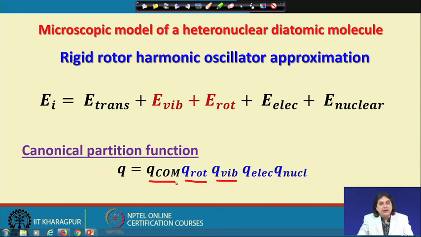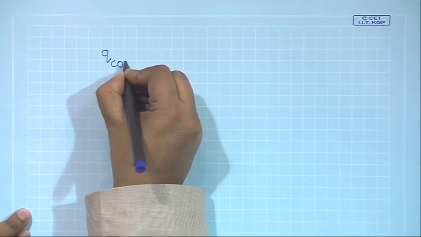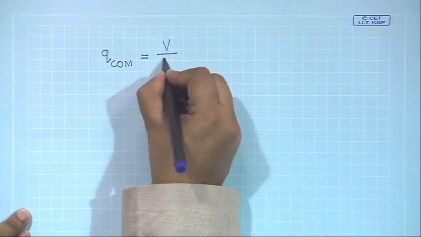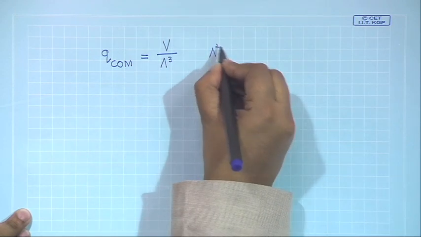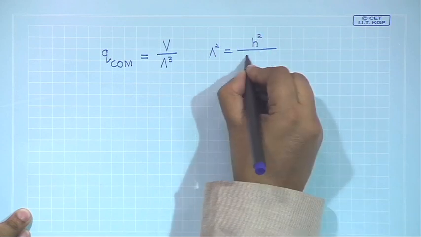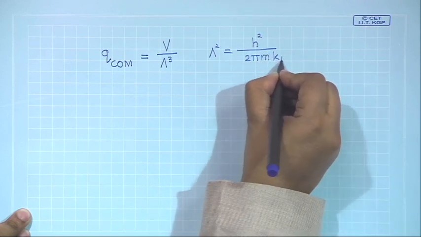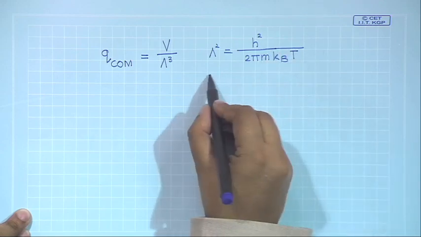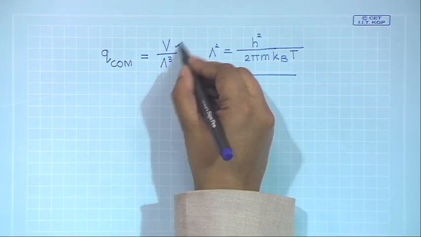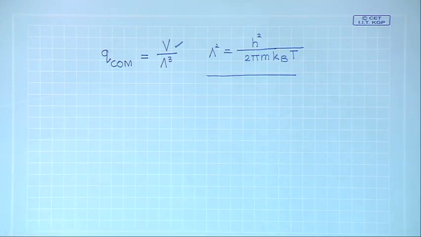I am going to model this part as the motion of a single particle, how to calculate the single particle canonical partition function when a free particle is moving about in a 3-dimensional box. So, that is the small q that we have already derived in the last class, and we know that this small q center of mass is going to be nothing but V by lambda cubed, where lambda square is related to h square divided by 2 pi m kBT, and therefore, this is a function of temperature, and this is known as the de Broglie wavelength, and V is the volume in which this particle is moving about.